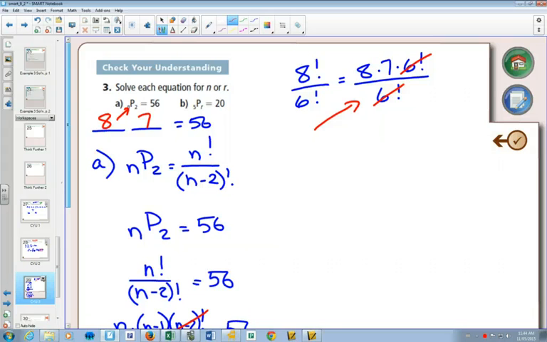So for these ones, if it says solve algebraically, then you're going to have to go through that process that we just did. If it doesn't say that and you're allowed to solve it anyways, you could just say, well, I know that nP2 means that there would be 2 spaces, and they have to be consecutive numbers because it goes down by 1, and 8 times 7 is the only thing that works.